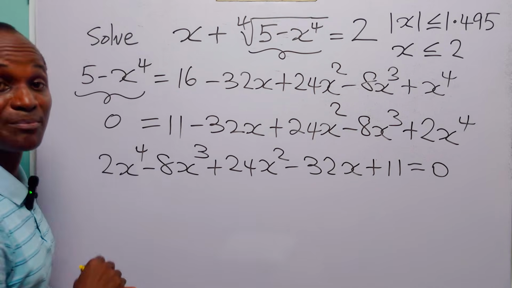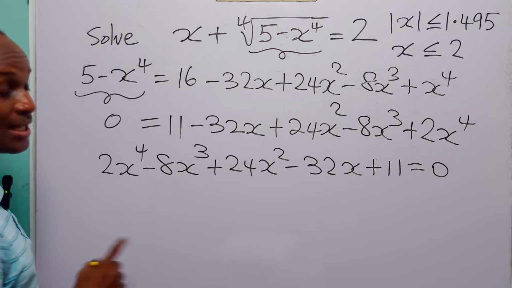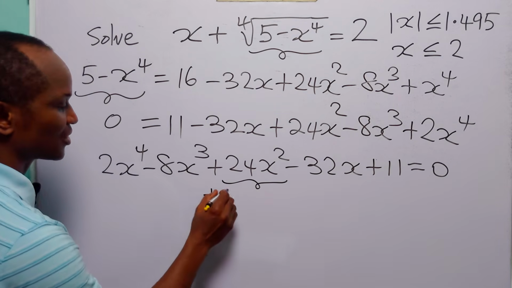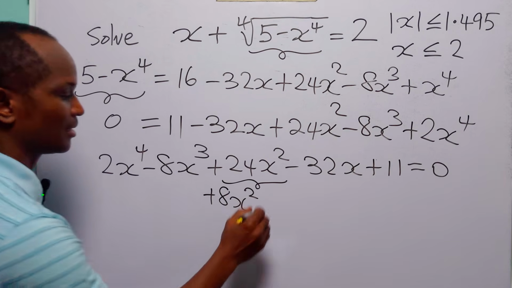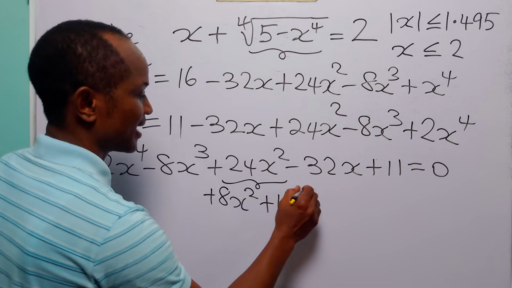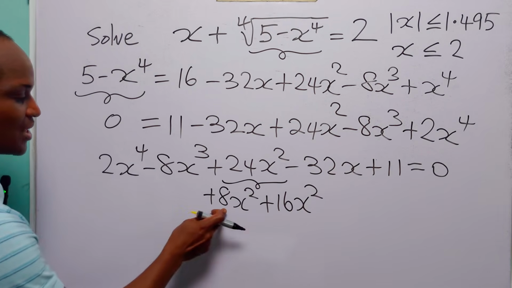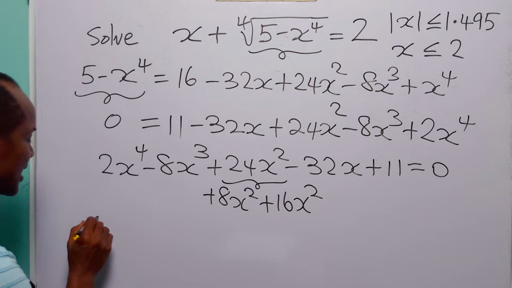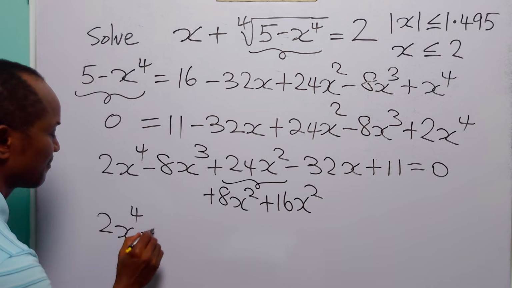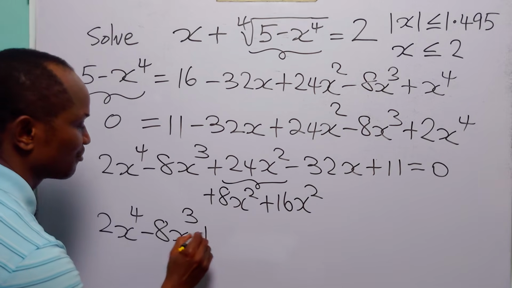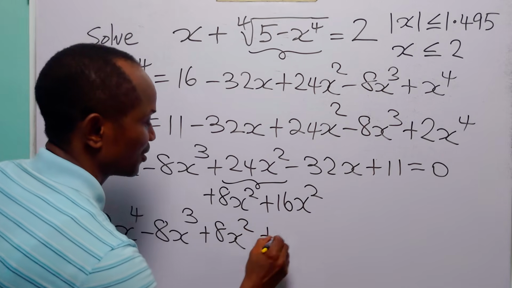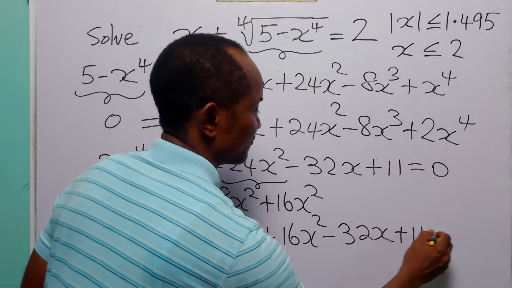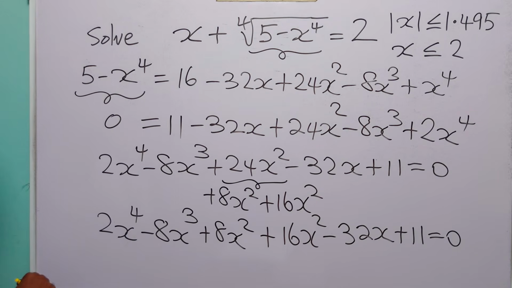Now, there's a way to simplify this quartic equation. The secret is to break this up. Break it into plus 8x squared and 16x squared. Of course, you know that 8 plus 16 is going to give us 24. Now, we can write this equation as 2x to the power 4 minus 8x cubed plus 8x squared plus 16x squared minus 32x plus 11 is equal to 0.